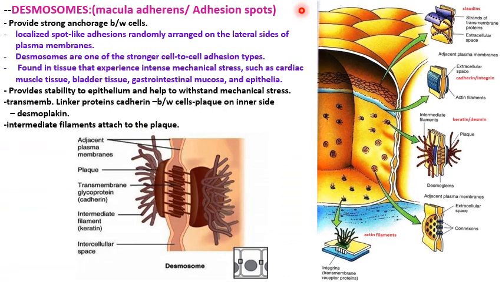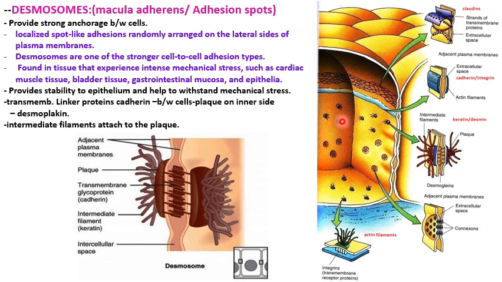So these are desmosomes, which are also called macula adherens or adhesion spots. Macula in Latin means a spot. They provide strong anchorage between the cells. So the stability of the rest of the cell is taken care of by the desmosomes. They are localized spot-like adhesions scattered on the lateral surface below the zonula adherens and above the gap junctions. They are one of the stronger cell-to-cell adhesion types.